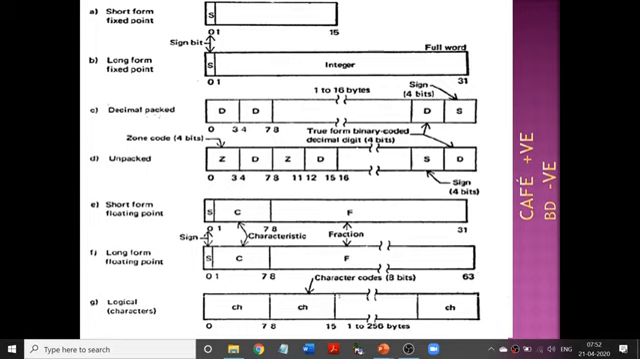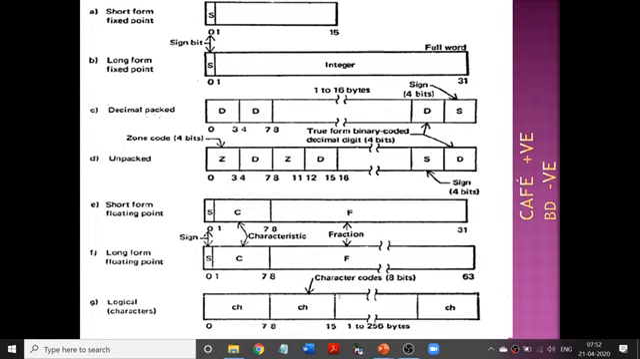So the 0th bit is your sign bit. 1 to 31 is all going to be your number. So you can represent a bigger number here. A bigger integer can be represented because you have a total of 31 bits plus 1 sign bit. So much space you have to store a number. But you cannot store decimal numbers. This is only for integers or fixed point numbers.